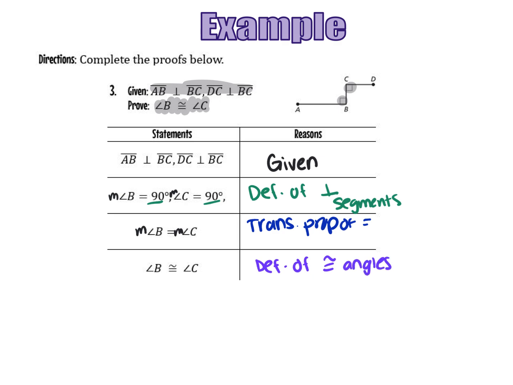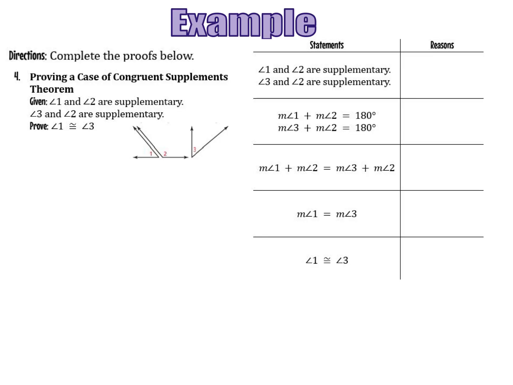Again, the more we work through these, the more we think out loud and process them, the easier they are going to become. Let's look at our next proof. Okay, this one looks a little longer, but all the statements are filled in. So let's look at what we are given and create our roadmap for where we're going.